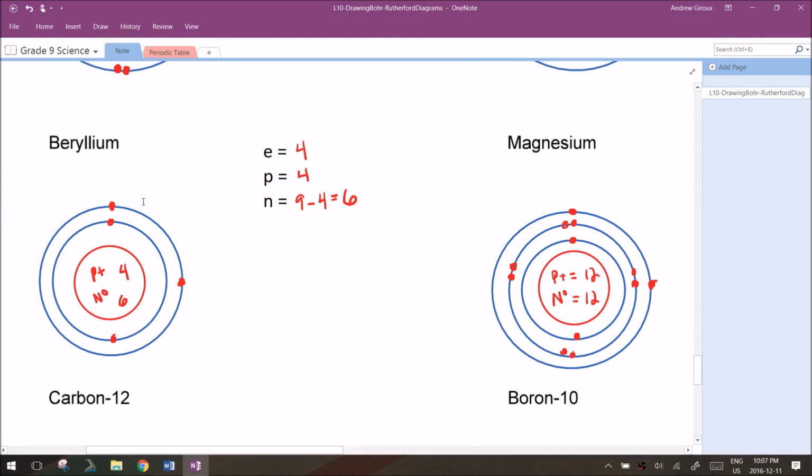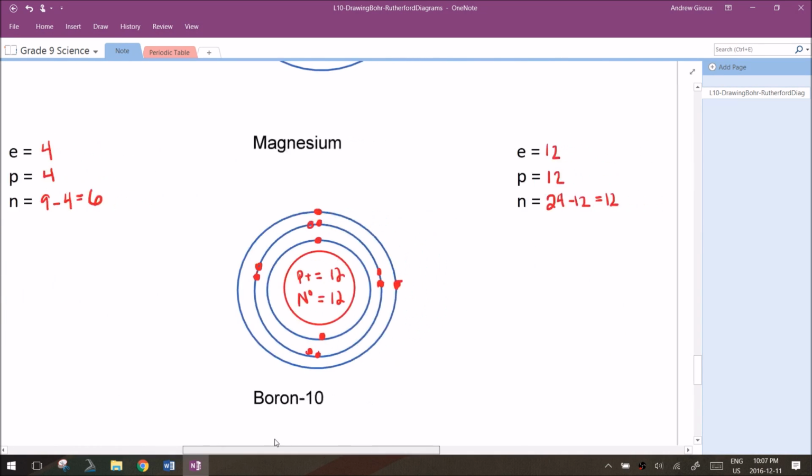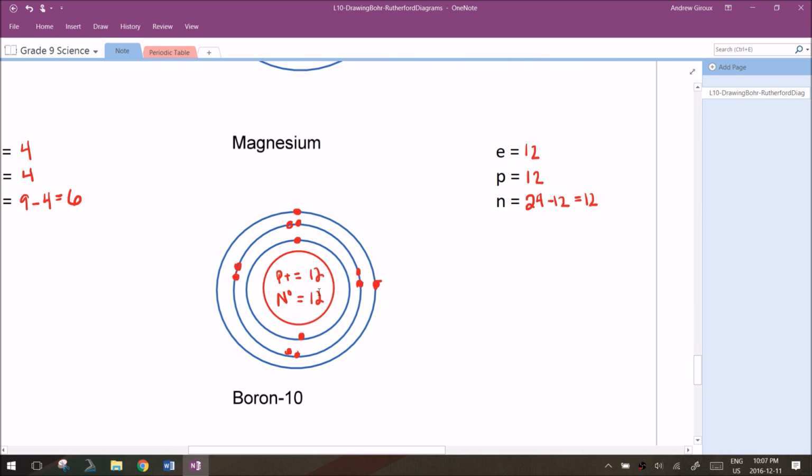Okay, so for sake of time, I've done the next 2 solutions for you already. So here's beryllium, 4 protons, 6 neutrons, and 4 electrons. Magnesium, 12 protons, 12 neutrons, and 12 electrons. There it is right there. We have 2 in the first shell, 8 in the next shell, so that's a total of 10, and then 2 valence electrons in the final shell to give us a total of 12.